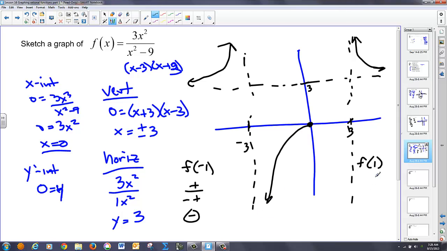So this has to go somewhere down here. And when I plug a positive 1 in, again, I get a positive on top. I get a negative and a positive on the bottom, which equals a negative. So this is going to be somewhere down here. Again, these are just rough sketches. They're not exact, but that's all we're looking for.